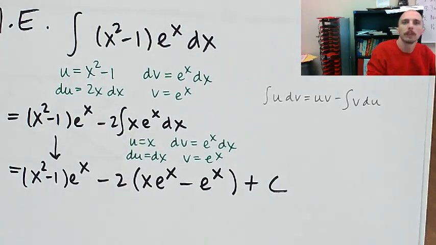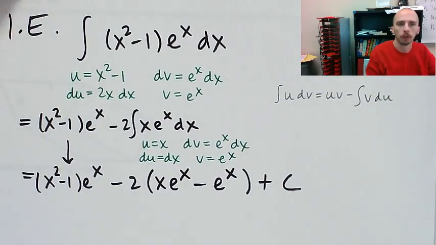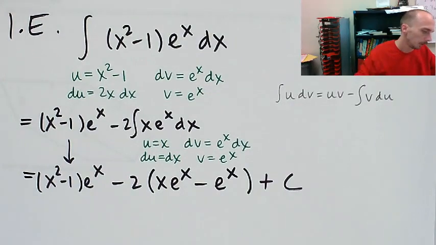And then add c, right? Because it's an antiderivative problem. All right. That was a good old-fashioned 2-iteration integration by parts example.